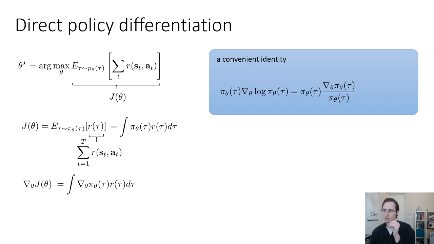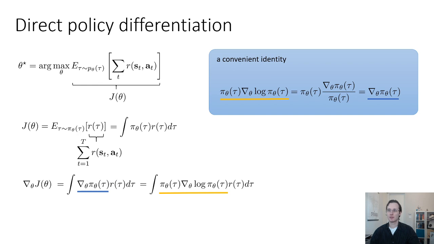But now you'll notice that pi theta tau in the denominator actually cancels with the other pi theta tau, and that just leaves you with grad theta pi theta tau. And what we're going to do is apply this identity in reverse. So this tells us that pi theta tau grad log pi theta tau is equal to grad pi theta tau. And we've got a grad pi theta tau inside our integral, so we'll replace it with the left-hand side of this convenient identity. And that will give us the integral over all tau of pi theta tau grad log pi theta tau times r tau.